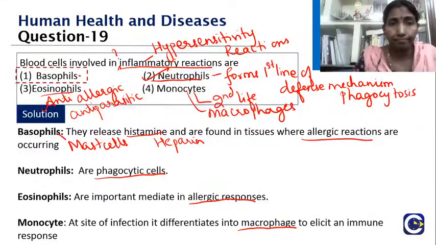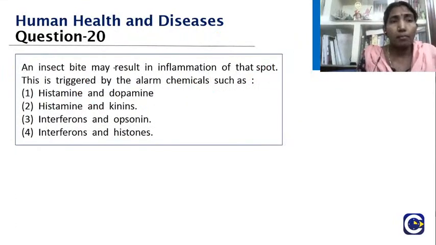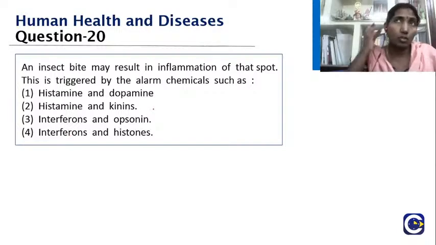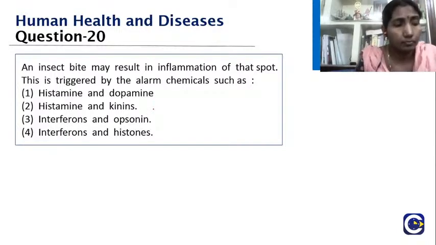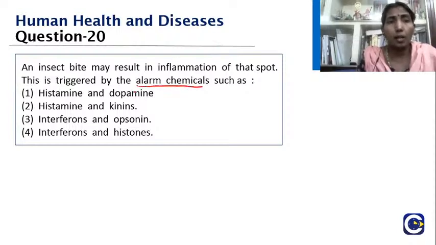Yes, you're all right. An insect bite may result in inflammation of that spot. This is triggered by the alarm chemicals such as histamine and dopamine, histamine and kinins, interferons and opsonin, interferons and histones. What should be your answer? So there is an insect bite, and in that bite you are getting that red spot. So what is that chemical that is bringing about that reaction? It is none other than histamine and kinins.